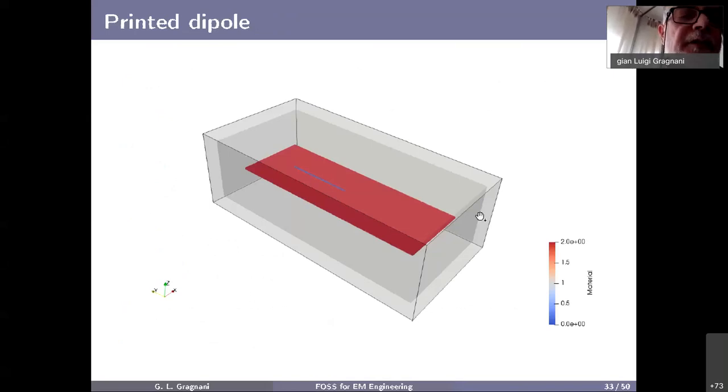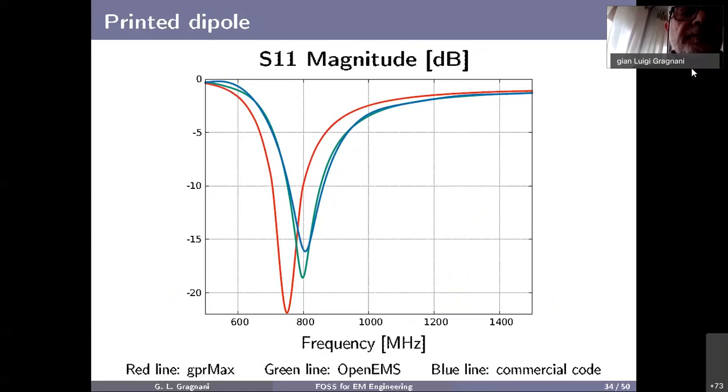This is also to show you what you get when you deal with the visualization tools. This is our printed dipole in the first simulation. And this is the reflection coefficient.